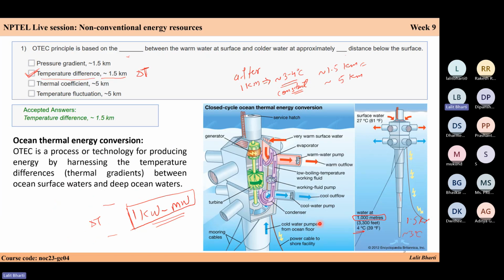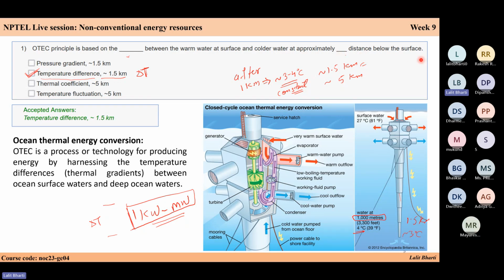Then we go to our first graded question from the previous year. The question says OTEC principle is based on blank between the warm water at surface and cooler water at approximately blank distance below the surface. So we have already seen that the OTEC principle is based on what? Pressure gradient, temperature difference, thermal coefficient, temperature fluctuations. So we already have discussed that we need the temperature difference for this system.